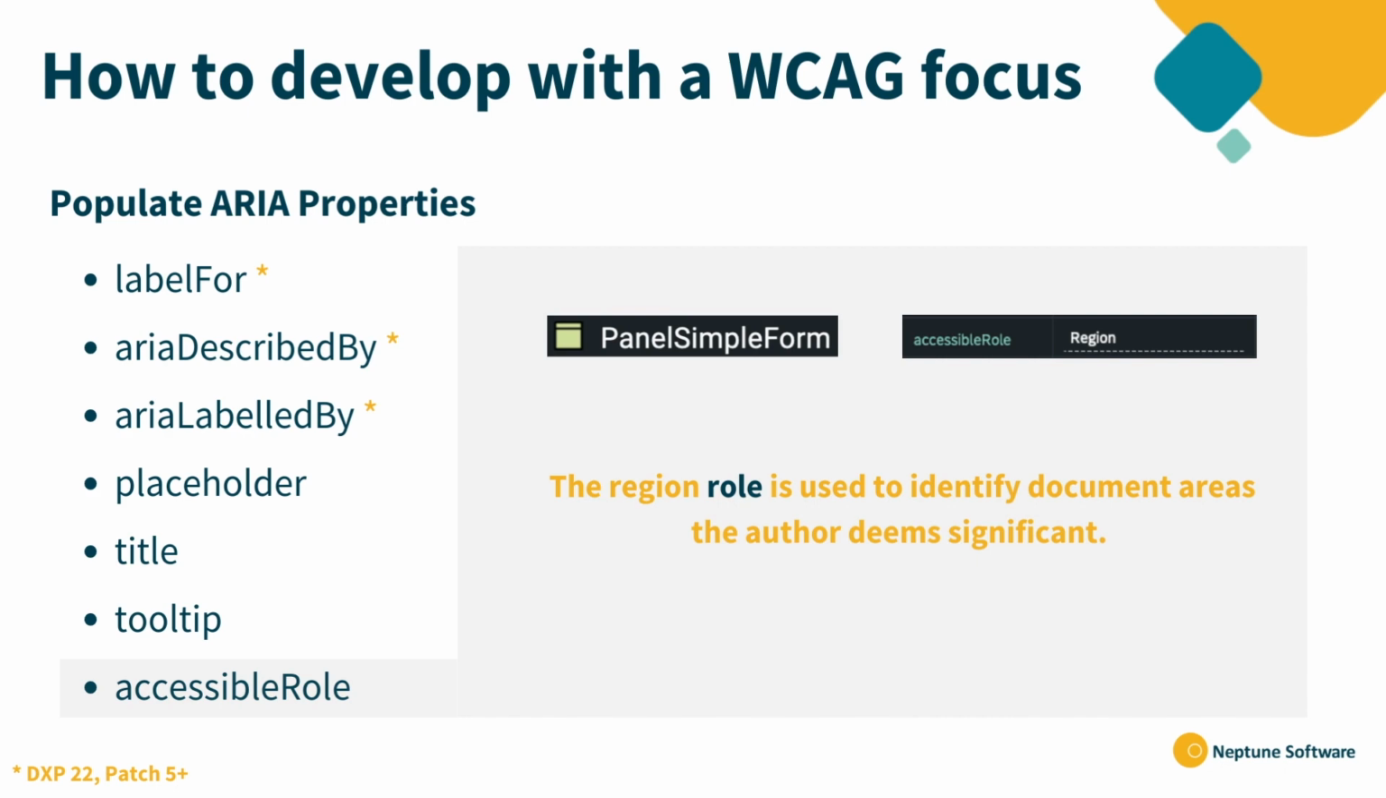The region role is used to identify document areas the author deems significant. It's a generic landmark available to aid in navigation when none of the other landmark roles are appropriate. It's available for a couple of components, such as the panel, page, dynamic page, object page, and flexible column layout.